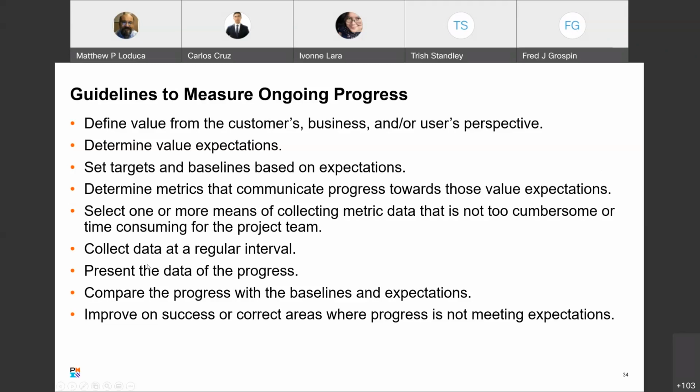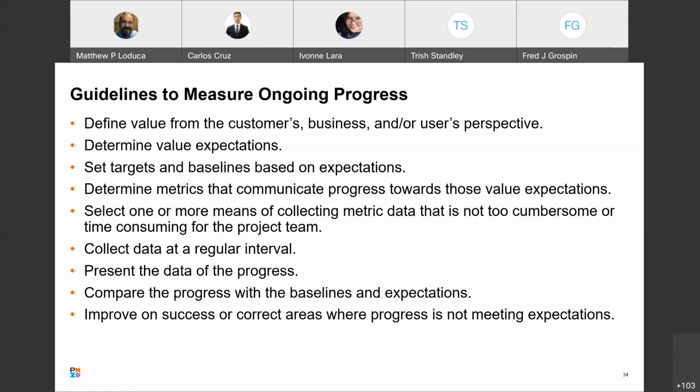Collect data at regular intervals. Again, you don't want to measure, hey, yeah, this week we delivered 5 features, but last month we delivered 100. Well, those are not regular intervals, and it's hard to compare them when they're not regular intervals. Present the data of the progress. Again, something that is some kind of metric that is tangible to what the customer wants, not necessarily the effort that you put in. Compare the progress with the baselines and expectations.